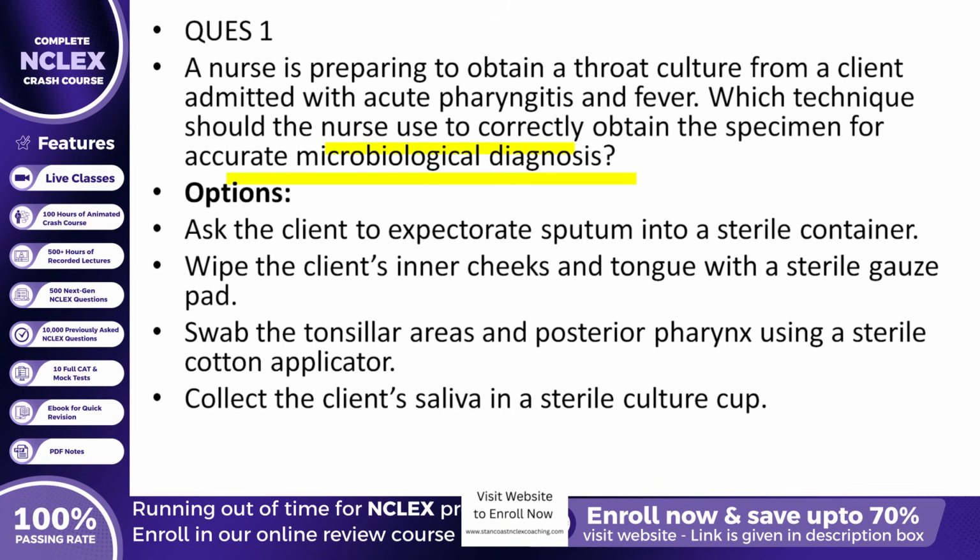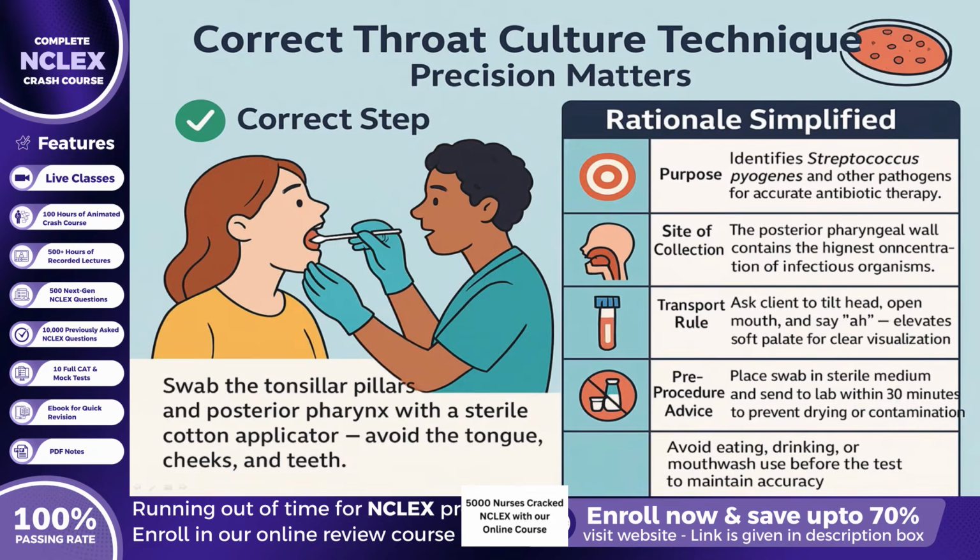The correct answer is option 3, swab the tonsillar areas and posterior pharynx using a sterile cotton applicator. When we look closely at the expanded advanced rationale, pharyngitis, an inflammation of the throat commonly caused by Streptococcus pyogenes or other organisms, requires accurate specimen collection to identify the pathogen responsible and to guide antibiotic therapy. To ensure accuracy, the nurse must use a sterile cotton-tipped applicator to gently swab the posterior pharynx and tonsillar pillars while avoiding the tongue, cheeks, or teeth, as these areas contain normal oral flora that can contaminate the specimen.